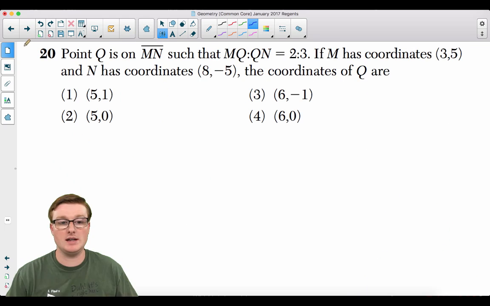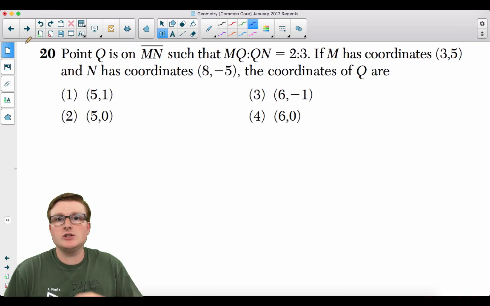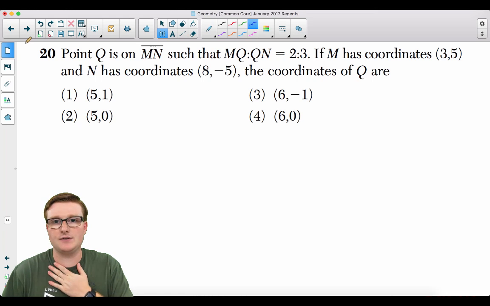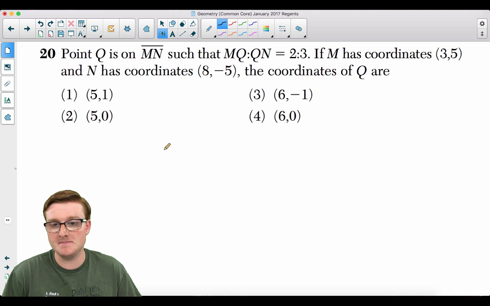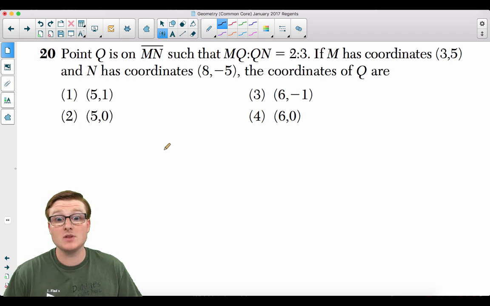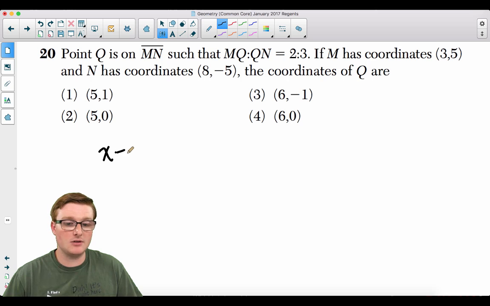Okay, moving on to number 20. This is on every Regents. Again, I will say it again. I teach this differently than most teachers. Most teachers tell you to graph it. I do it algebraically. But it says point Q is on line MN such that the ratio of MQ to QN is 2 to 3. If M has the coordinates 3, 5, and N has the coordinates positive 8, negative 5, the coordinates of Q are what? Okay, so we need to figure out these values.